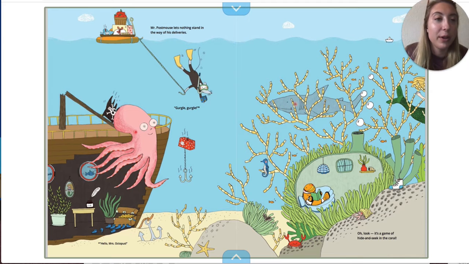Now over here we can see on this page how we can figure out the setting through the sounds. If there wasn't a picture and it says, Mr. Postmouse lets nothing stand in the way of his deliveries, gurgle, gurgle, that has the sound of him going underwater and swimming underneath, the little air bubbles coming up. So we can see the setting by the words we read, by the sounds, and the dates that they say. In our book, they said Monday. So we knew the setting was on Monday in the woods. It's also in the ocean, where the story is taking place.